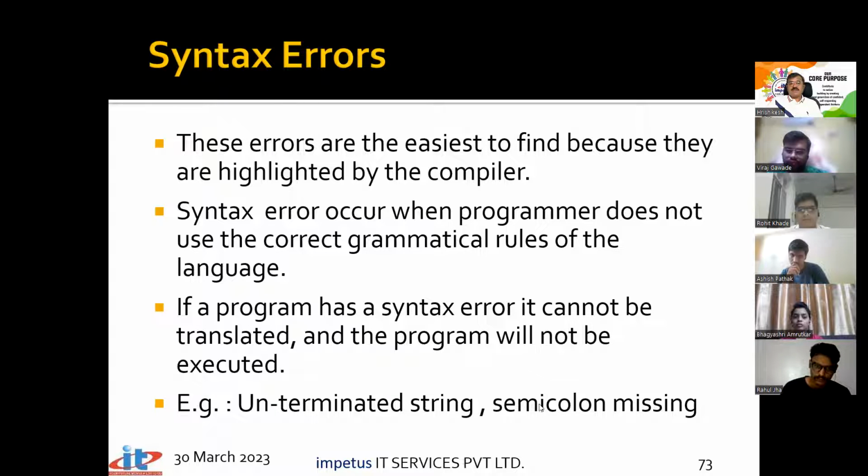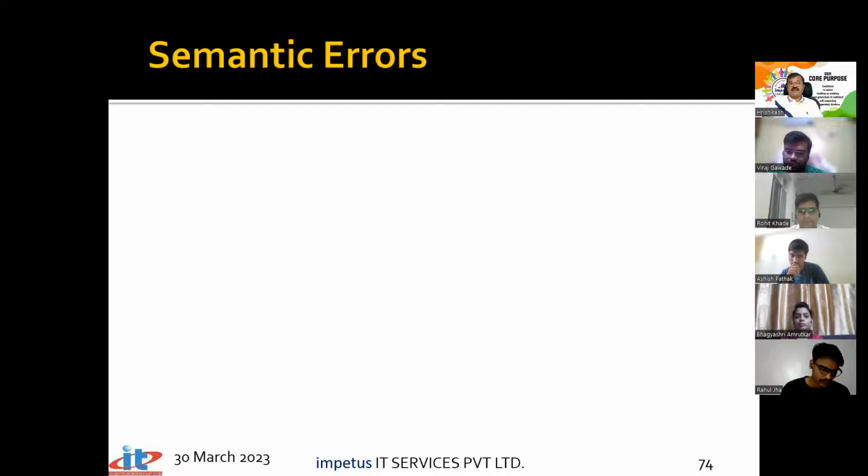Say sometimes an unterminated string, a missing semicolon. C++ में हम लोग semicolon लिखना भूल जाते हैं कभी कभार. Double quotes start करते हैं, double quotes खत्म करना भूल जाते हैं printf वगैरह में. So those are errors that can be very easily identified.